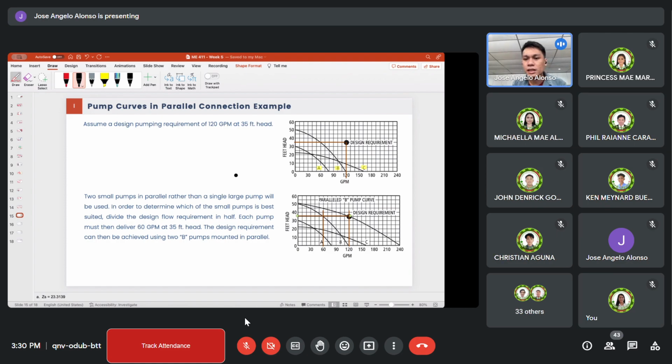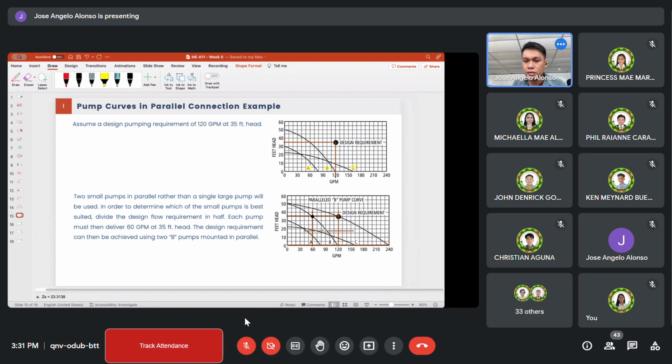So kung saan nag-intersect sa single pump curve natin, yun ang kailangan natin or idodoblehin natin na size ng ating pump. So nag-intersect siya sa pump curve B. So yung pump B yung gagamitin natin para i-parallel connection natin. So basically, this is just the same. Connect natin siya dito, make it twice, and that's it.